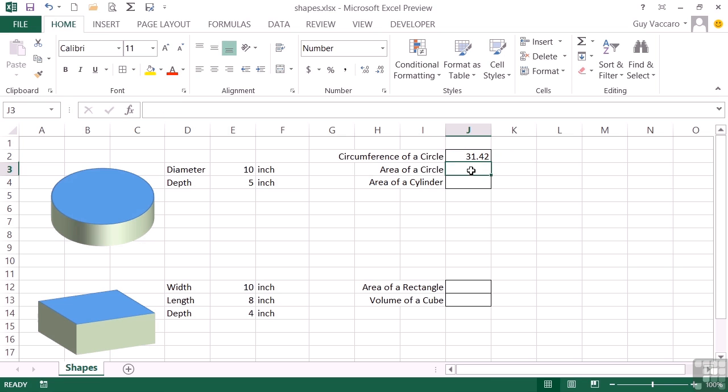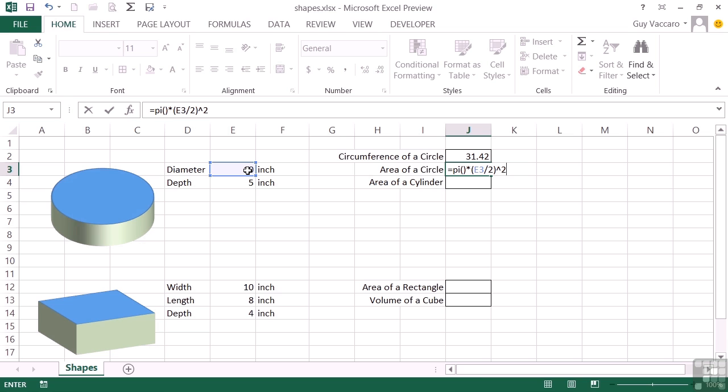The area of a circle is calculated as pi r squared. So that's pi times the radius squared. So we know pi now equals PI multiplied by r squared. Well, firstly we have to calculate the radius. So let's take the diameter and divide it by 2. And then the result of that is raised to the power of 2.